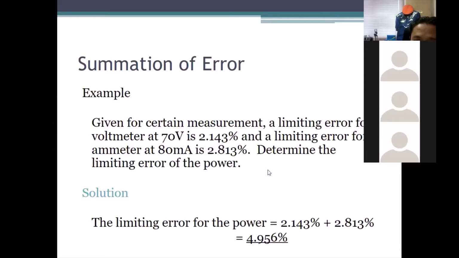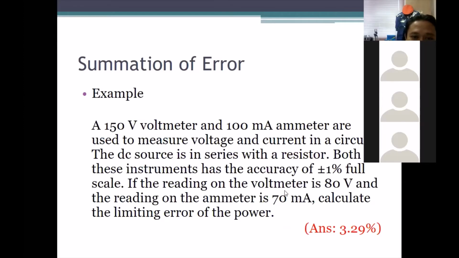For example, we know power equals V multiplied by I. This means the operation is multiplication. So we just add the limiting error for the voltmeter and the limiting error for the ammeter, just plus. So this is the limiting error for the power. Okay, next, this is some example.